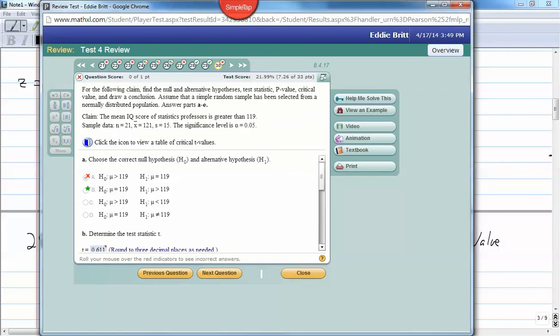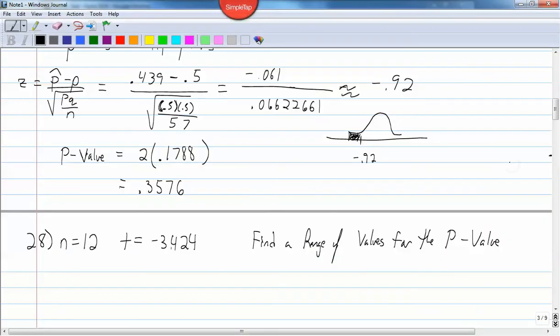All right. For the following claim, find the null and alternate hypothesis, test statistic, p-value, critical value, and draw a conclusion. Assume that a simple random sample has been selected from a normally distributed population. Answer parts A through E. All right, here's the claim. The mean IQ score of statistics professors is greater than 119. Okay? So greater than 119. And that was mean. So mean greater than 119.